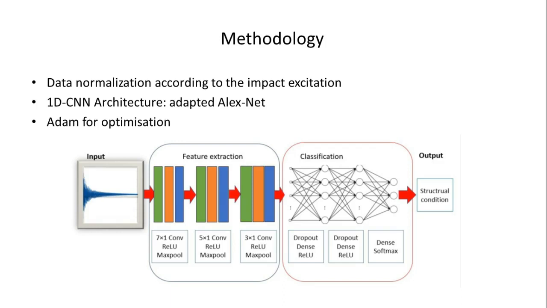Our data are normalized according to the impact excitation. So it means we normalize the input itself. The input will be normalized to 1. So every time the hitting force may be different, but we normalize to 1. And then the acceleration itself, we normalize based on the ratio to the excitation.